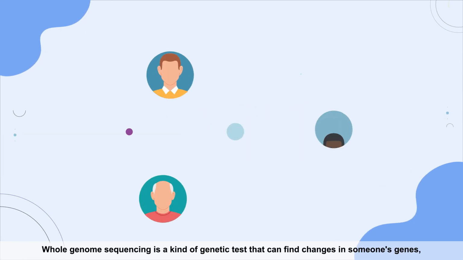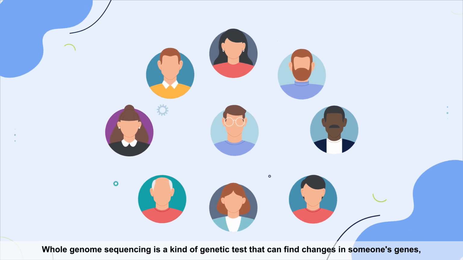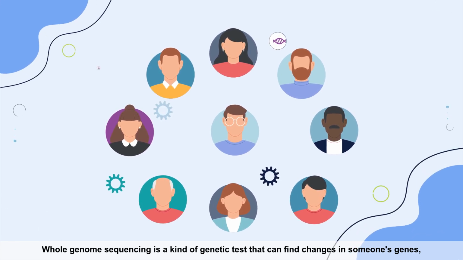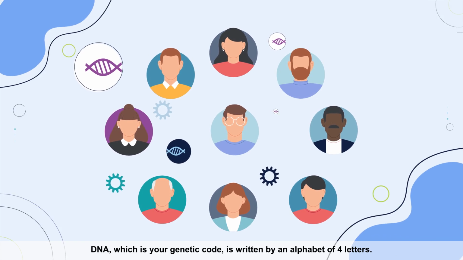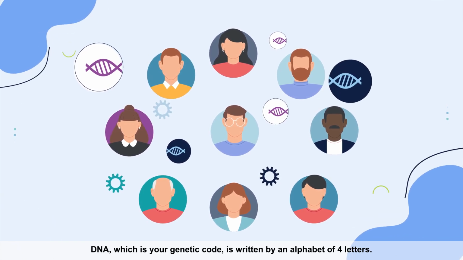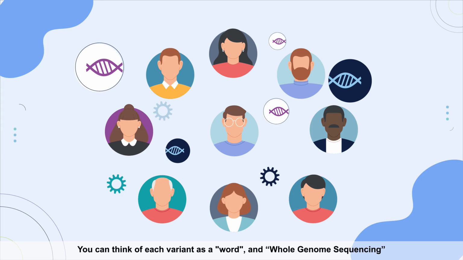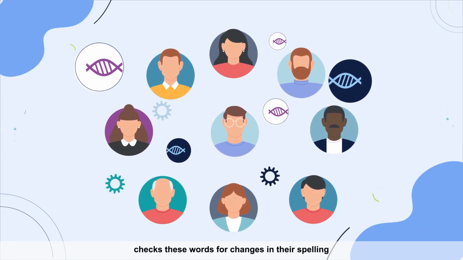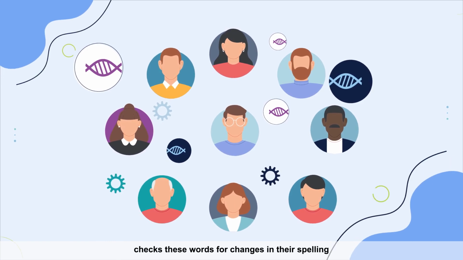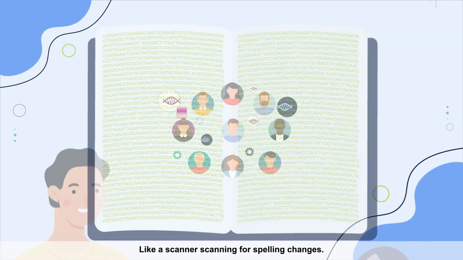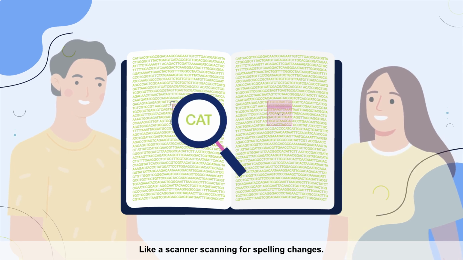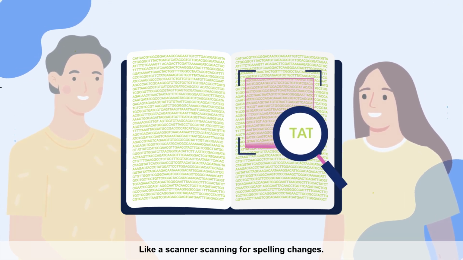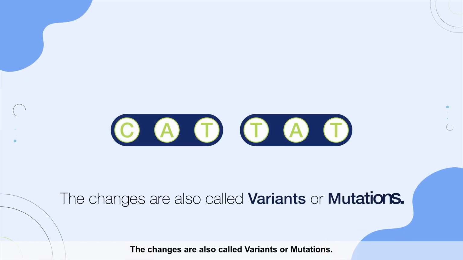Whole genome sequencing is a kind of genetic test that can find changes in someone's genes. DNA, which is your genetic code, is written by an alphabet of 4 letters. You can think of each variant as a word, and whole genome sequencing checks these words for changes in their spelling. Like a scanner scanning for spelling changes. The changes are also called variants or mutations.